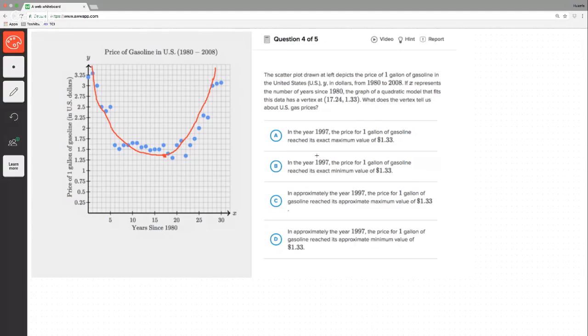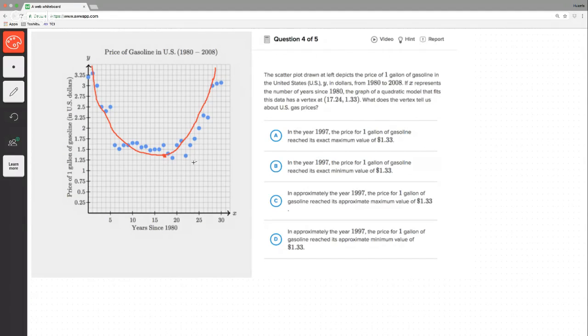It tells us, with a parabola like this that opens up, the vertex is our minimum point. It just means it's the year at which we had the lowest gas price. So it gives us our lowest gas price. In a nutshell, that's it. I like to answer these before I even look at the multiple choice. Now we can look at the multiple choice and see which one's the best.